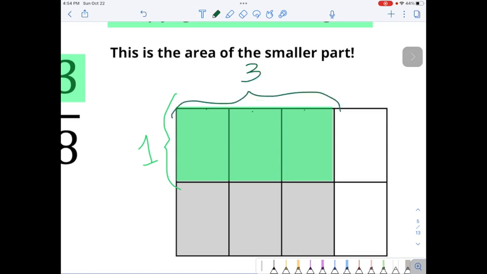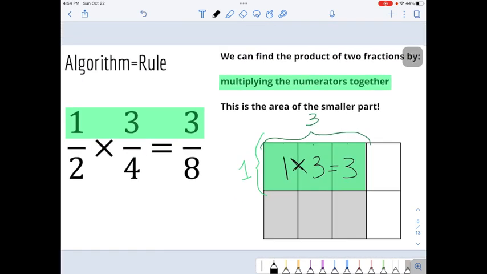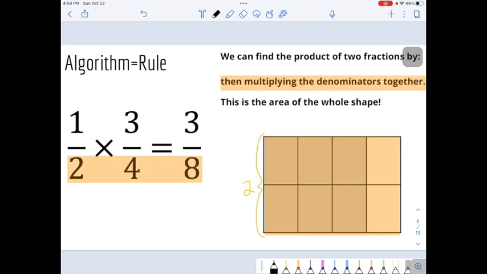So if I wanted to find the area of this part that's green, I could take the vertical number 1, it's 1 block tall, times 3 blocks wide. It has an area of 3. That is what's happening on the numerator. And for the denominator, when we multiply the denominators together, it's giving us the area of the whole shape, or the unit, this entire rectangle.